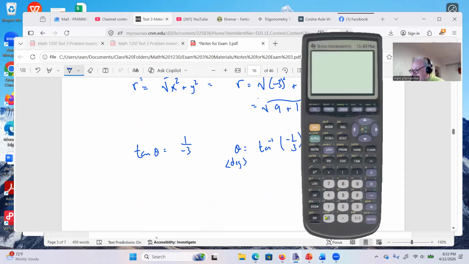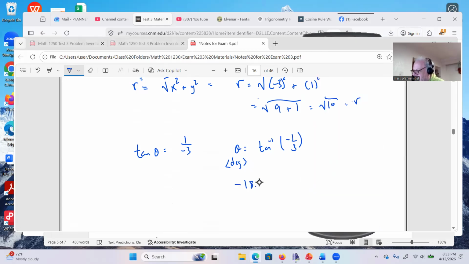Okay, so hold that thought. We're going to go ahead and calculate it and see what we end up with. So I am in degrees. We're going to say second function tangent, so that's our inverse tangent. And we say -1 divided by 3, right? And what did we get? We got -18.43 degrees. Where is that? Well, -18.43 degrees is down here somewhere.